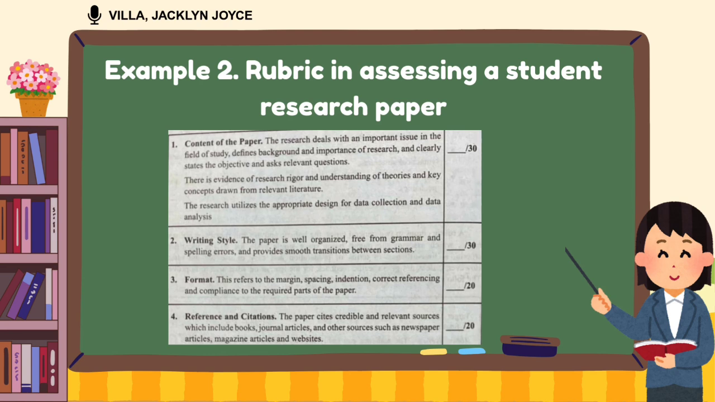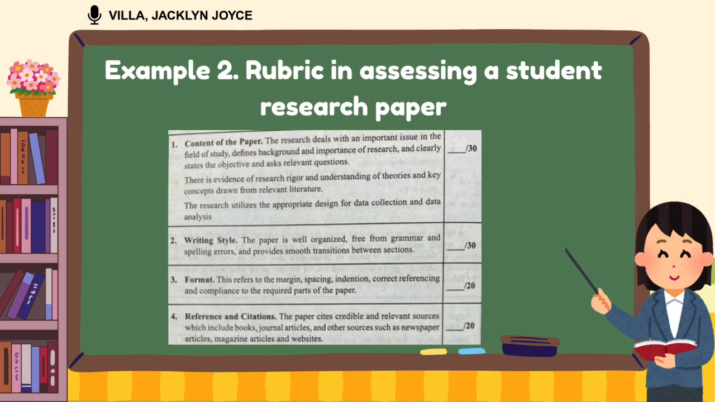Last one, we have the references and citations. The paper cites credible and relevant sources, which include books, journal articles, and other sources such as newspaper articles, magazine articles, and websites. This evaluates the quality of sources used and how well they are cited.